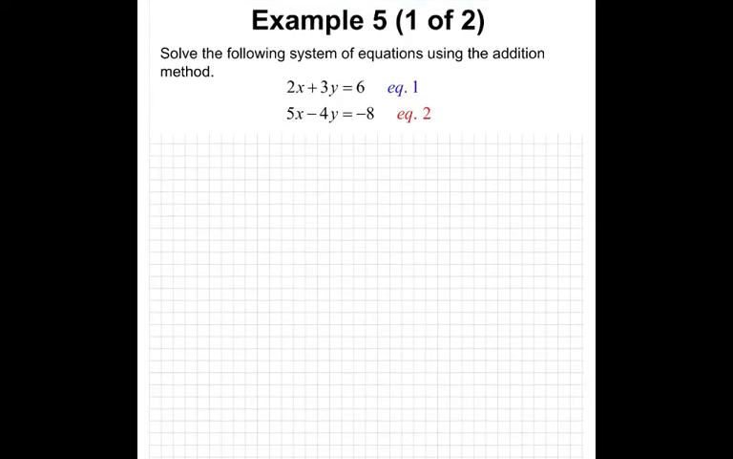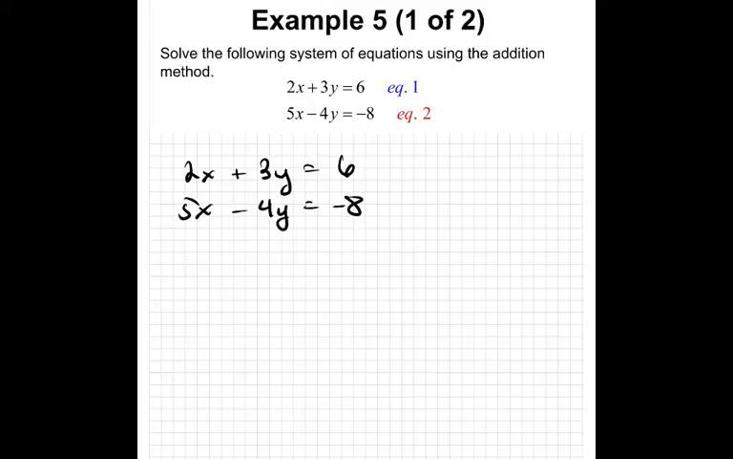So let's give this example a go. So we're asked to solve the following system of equations using the addition method. So basically the same thing, right? Let's start here. Get a copy. So we have our 2x plus 3y equals 6. And we have 5x minus 4y equals negative 8.